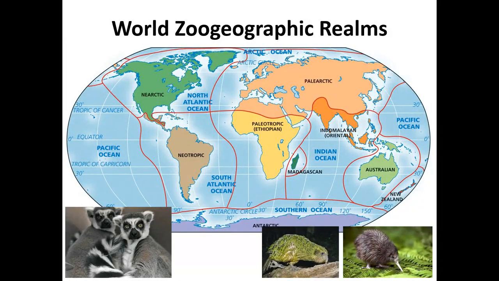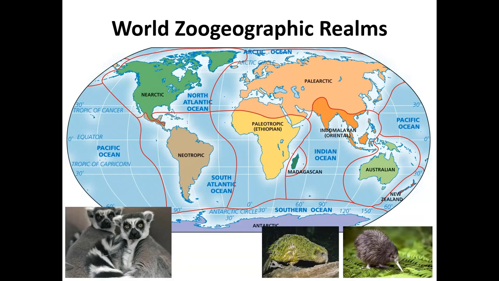This is the World Zoogeographic Realms: the Nearctic in North America, Neotropics in South America, Paleotropics in Southern Africa, most of Africa, Palearctic, Indo-Malaysian or Oriental, Australian, and then also New Zealand and Madagascar. Those are so unique, they have their own zoological categories. Basically, these are realms with lots of flora and fauna unique to that region. When you cross into a different realm, the animals and plants change very significantly.